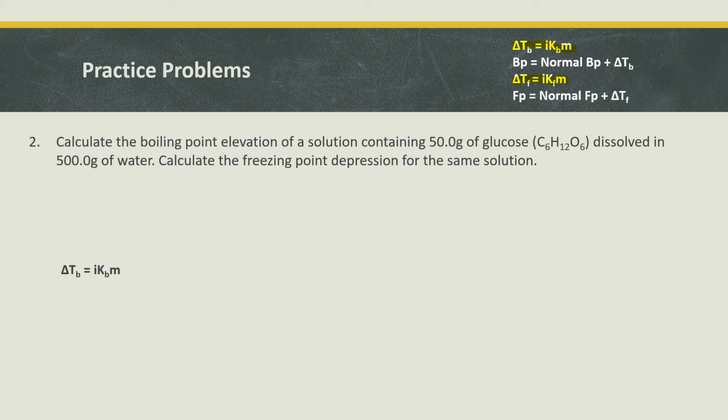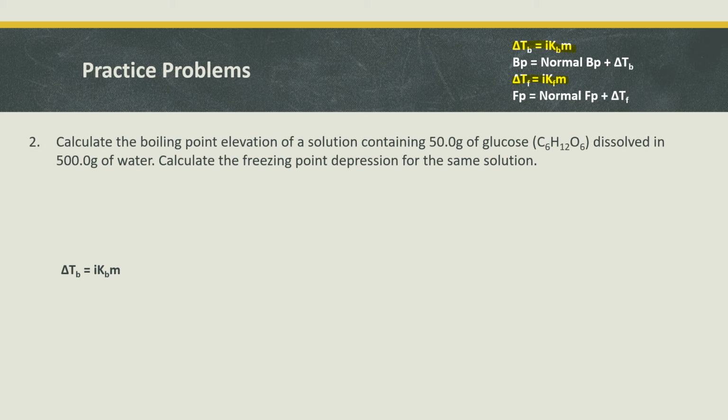All right, it says that we have glucose. Now, you should know that glucose is a covalent compound, as you look at the formula for it, C6H12O6. So you should know that i is going to be 1. Again, I gave you water, so you know that your boiling point elevation constant is going to be 0.512. The last thing we have to figure out is the molality. The problem doesn't specifically give it to you, so you've got to remember from our last set of notes on concentration how to find molality.